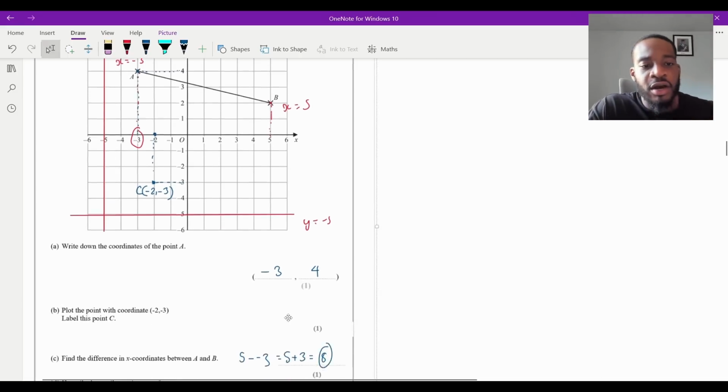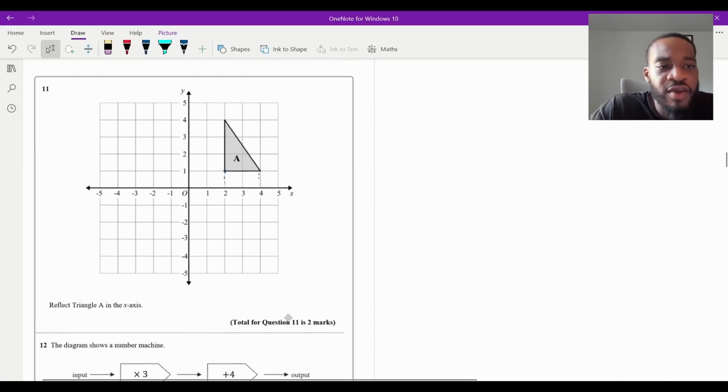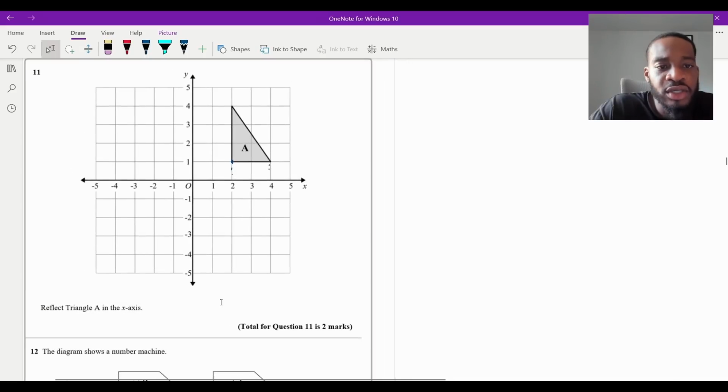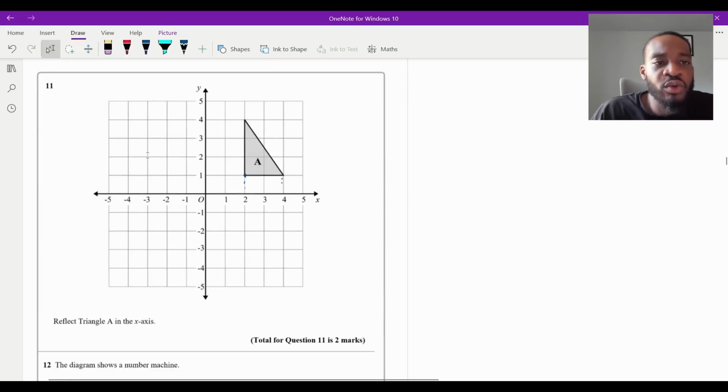So that's done. Question 11 says reflect triangle A in the x-axis, right? So what do we have here? We've got a triangle A. Now, if I want to reflect it in the x-axis, that is going to be through this line over here. So it's going to flip on this side, isn't it? It's going to be on this side. So that point would go there. This corresponding point will go down to here, wouldn't it? And then this point on top would go at the bottom here, 3 units here because of the height.